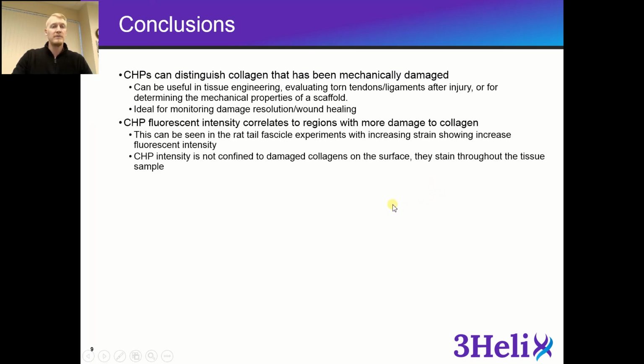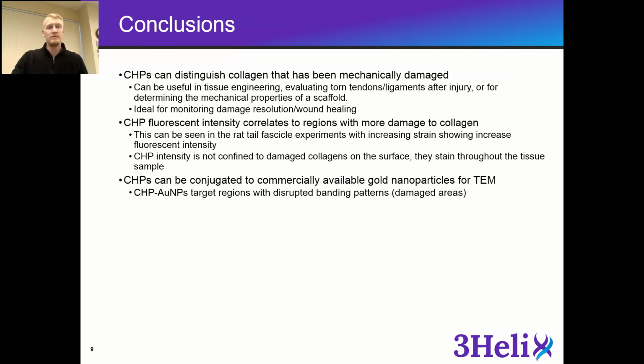The other thing we were able to show is that CHP fluorescent intensity correlates with regions that have more damage to the collagen. This was seen in the rat tail fascicle experiments, where you saw increasing strain shows increasing CHP signal, and that CHP intensity was not confined to damaged collagen on the surface, but they were actually able to permeate and stain throughout the tissue sample.